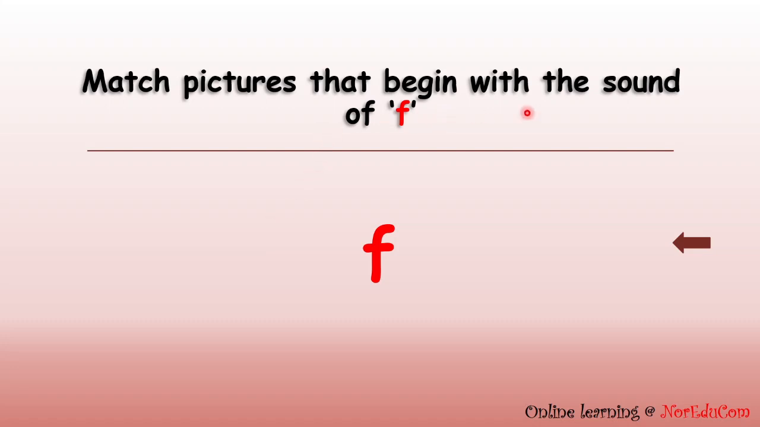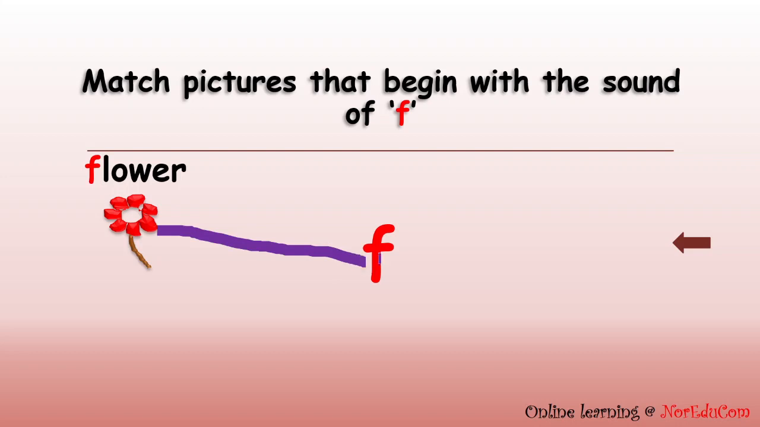Now let's match pictures that begin with the sound of F. Can you name the first picture? Yes, this is a flower. Flower. It starts with a F sound. Letter F. So let's match it. Can you name this body part? Yes, this is an ear. Ear. It starts with the sound of E, letter E, not letter F. So do not match it. Let's cross it out.